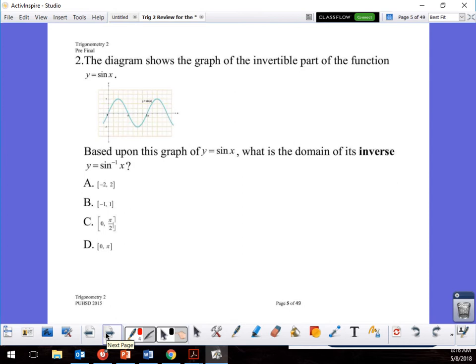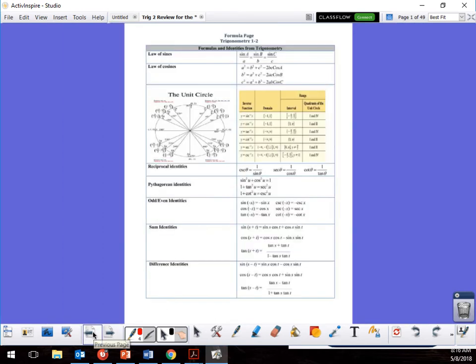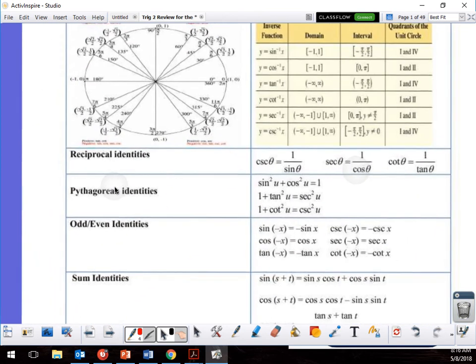The diagram shows the graph of the invertible part of the function sine x. Based upon this graph, what is the domain of the inverse? That's on your little reference sheet. Here it is right here. Let's see if I could zoom this. Wow. Magic.